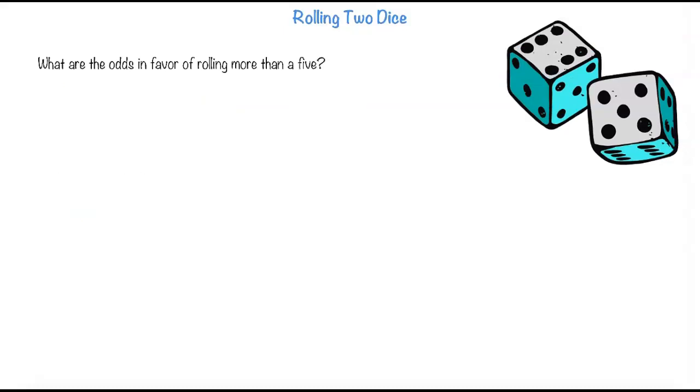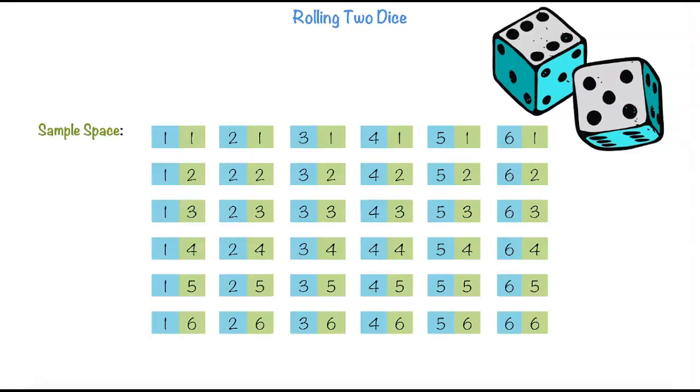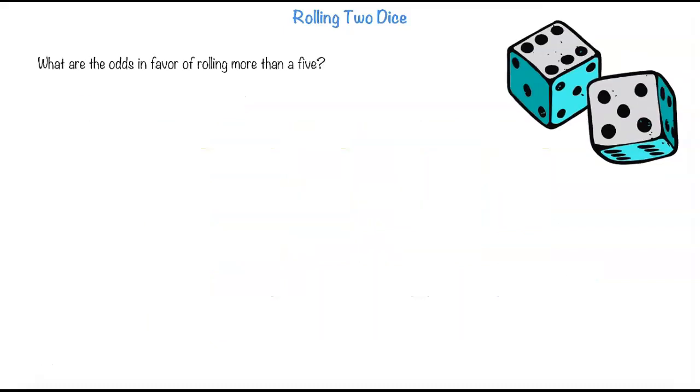This time, let's find the odds in favor of rolling more than a 5. Looking at our sample space, we can divide all of our outcomes into two groups, less than or equal to 5 and more than 5. Counting, we find that there are 26 ways to roll more than a 5 and 10 ways to roll less than or equal to 5. So let's set up the ratio. The numerator will be the number of ways to roll more than a 5, and the denominator will be the number of ways to roll less than or equal to 5.